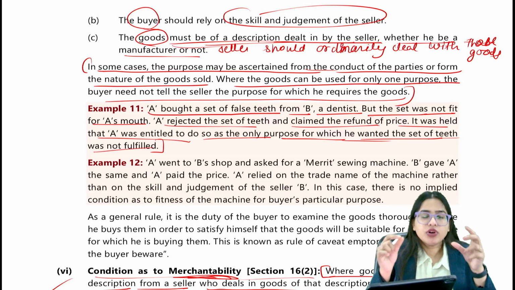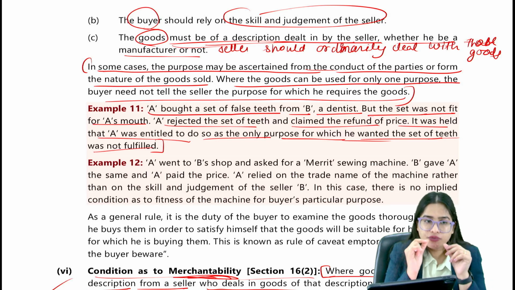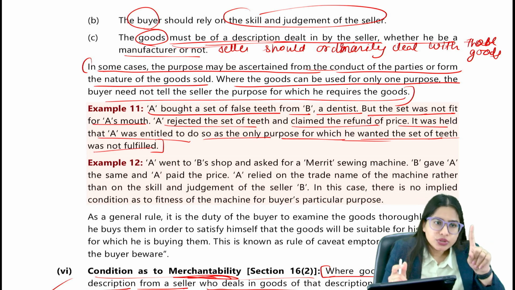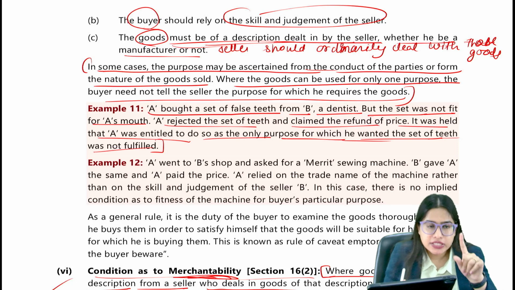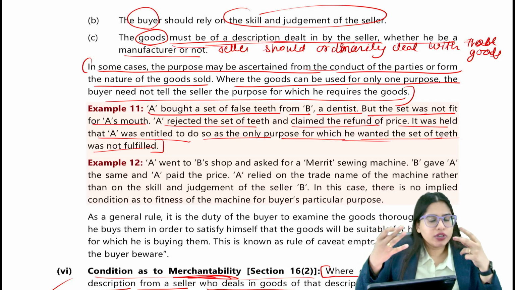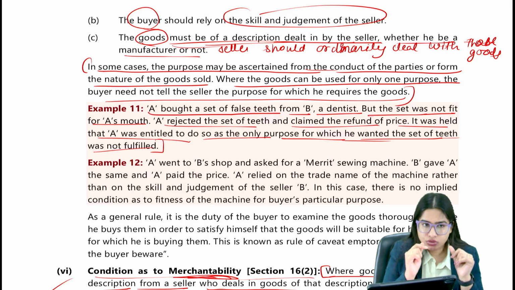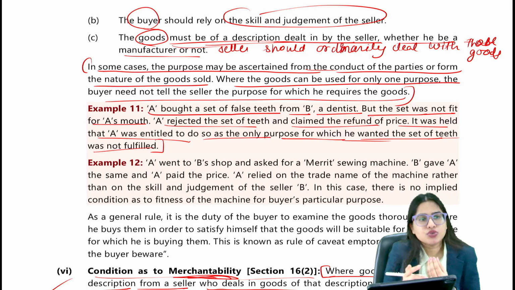Guys, please understand: what is the use of false teeth? Of course, to use in your mouth in place of your original teeth. So don't you think false teeth have only one purpose? Now what happened? A dentist sold teeth to me, and that teeth doesn't fit my mouth. So is there an implied condition as to fitness and quality?